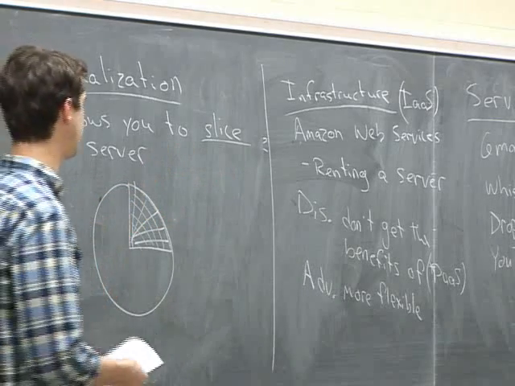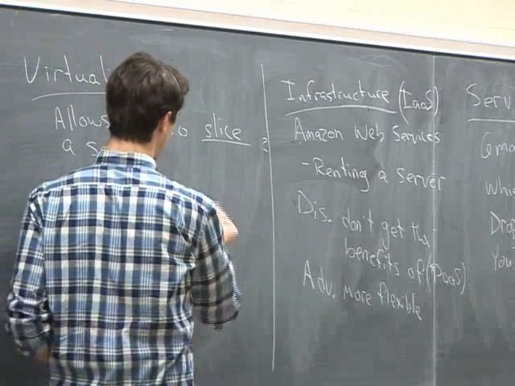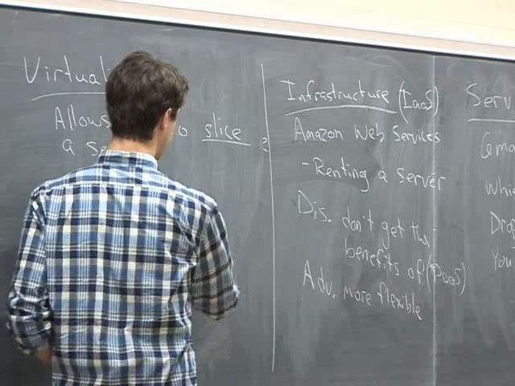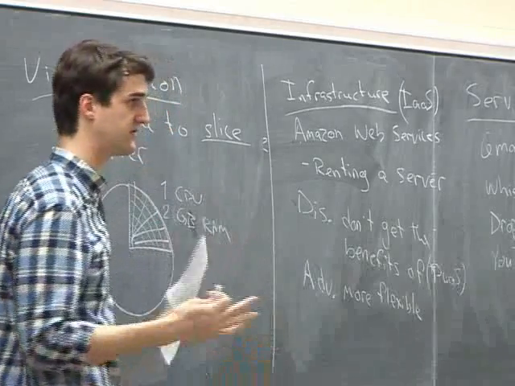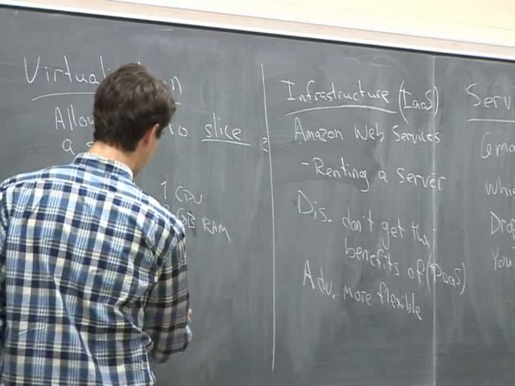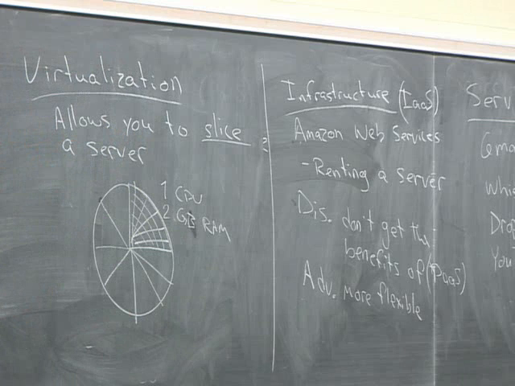So whatever that means I get, say I get one CPU and like 2 gigabytes of RAM, and so on, okay? There are different resources on the server, and you can slice these up. So with virtualization, it allows us to slice this server pie in any way we want and share this server with many different users, okay?